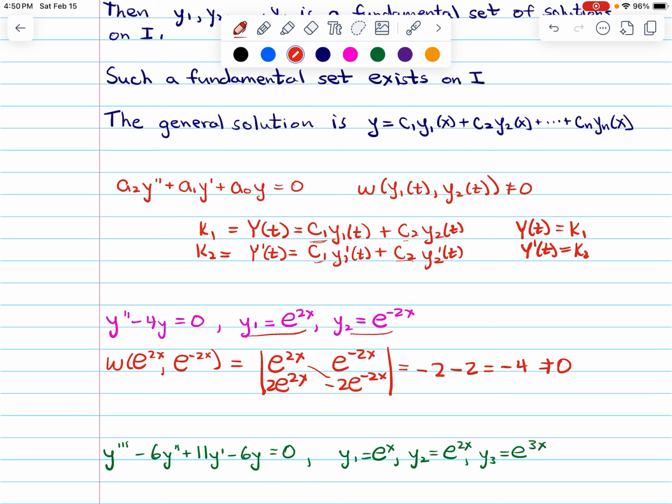Therefore, this solution, y1, y2, that's a fundamental set. So we would say our general solution is going to be C1 e to the 2x plus C2 e to the negative 2x. There's our general solution. And we can find C1 and C2.